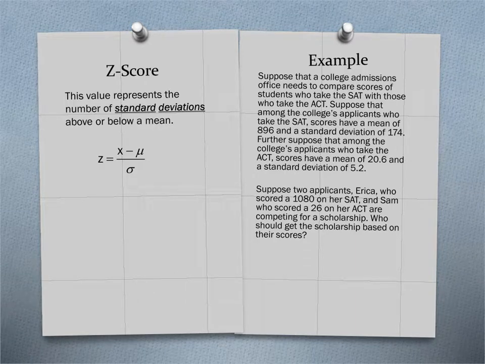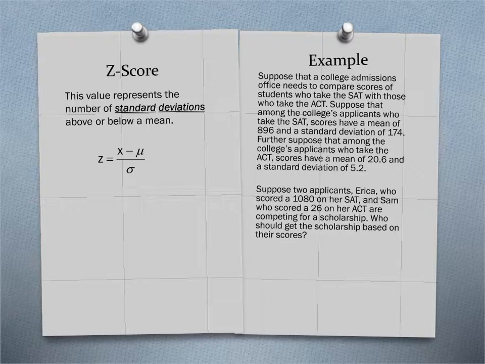This video will talk about z-scores. A z-score is used when the distribution can be approximated by a normal curve, or we say that the data is roughly unimodal and symmetric. A z-score is the number of standard deviations above or below a mean.